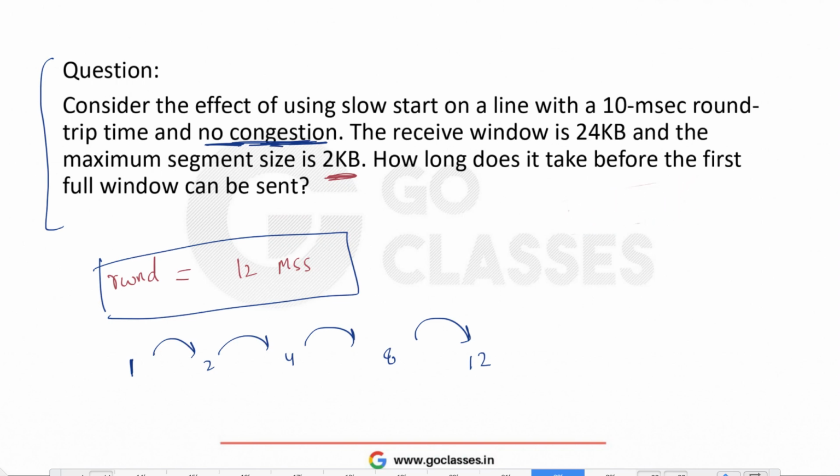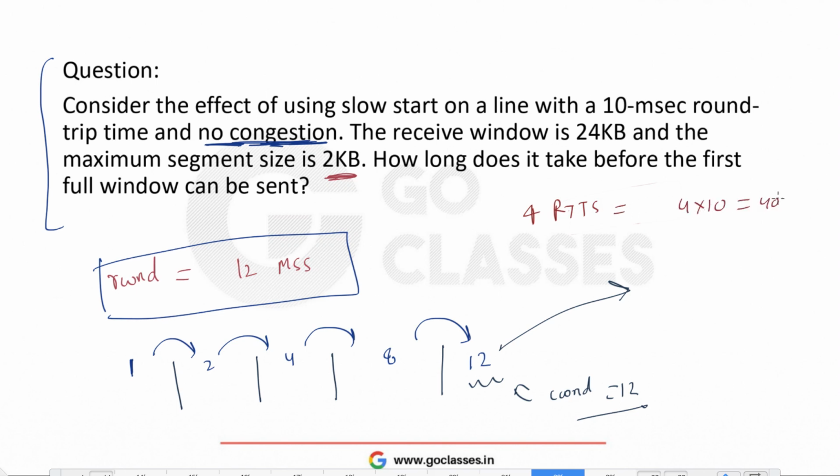And what they are asking is how much time it will take before the first full window can be sent. So it is taking 1 RTT here, 2 RTT, 3 RTTs, and 4 RTTs. After 4 RTTs, your congestion window size will be 12, and now you will be sending the window of size 12. So before sending the window of size 12, you have taken 4 RTTs, which means 4 into 10, which means 40 milliseconds. Right?